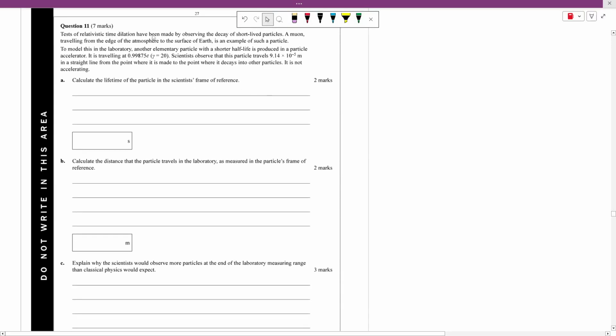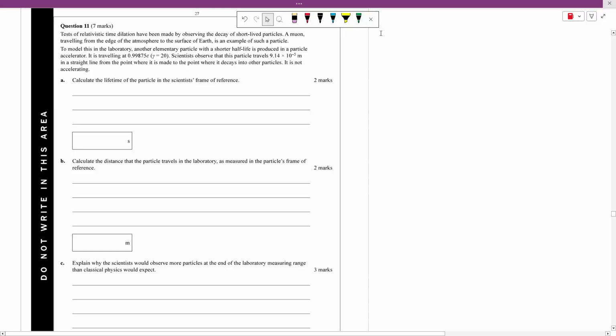Tests of relativistic time dilation have been made by observing the decay of short-lived particles. A muon travelling from the edge of the atmosphere to the surface of Earth is an example of such a particle. To model this in the laboratory, another elementary particle with a shorter half-life is produced in a particle accelerator. It's travelling at a speed such that gamma is equal to 20. Scientists observe that this particle travels 9.14 times 10 to the negative 15 meters in a straight line from the point where it was made to the point where it decays into other particles. It is not accelerating. A. Calculate the lifetime of the particle in the scientist's frame of reference.